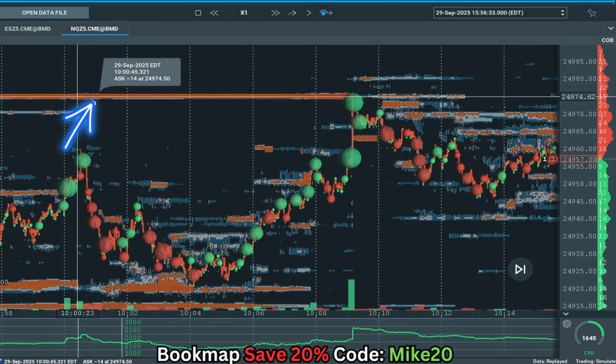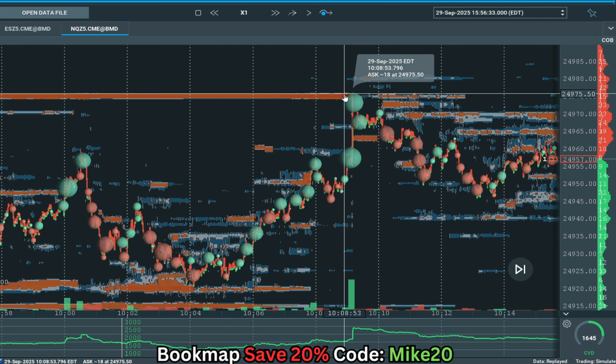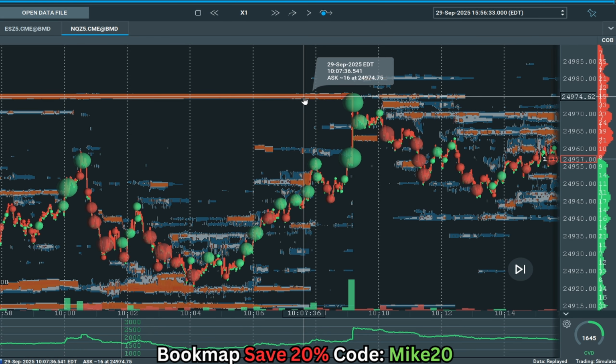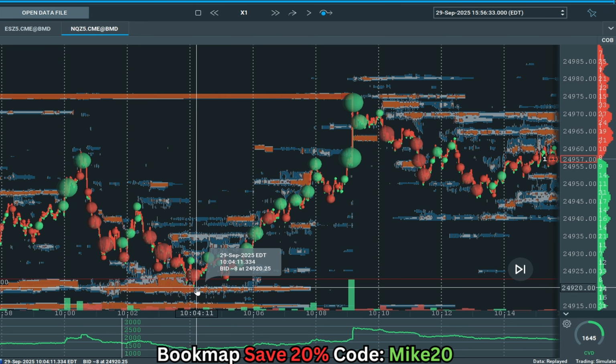Then as we look at these horizontal lines going across the screen, this is going to be resting orders or resting liquidity in the market. If it's above price, it's going to be resting limit sell orders. If it's below price, like down here, this will be resting buy orders.